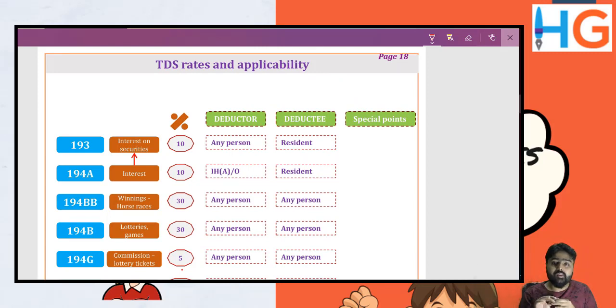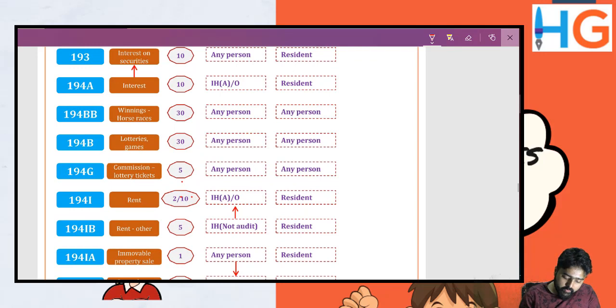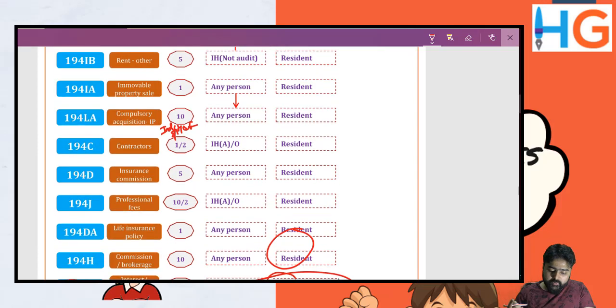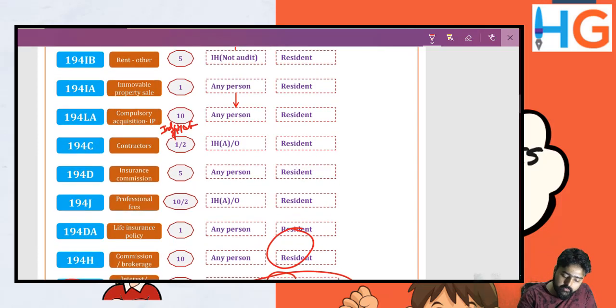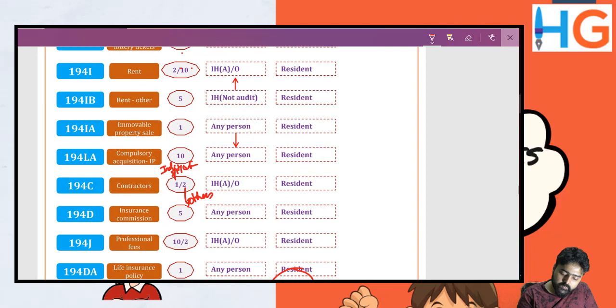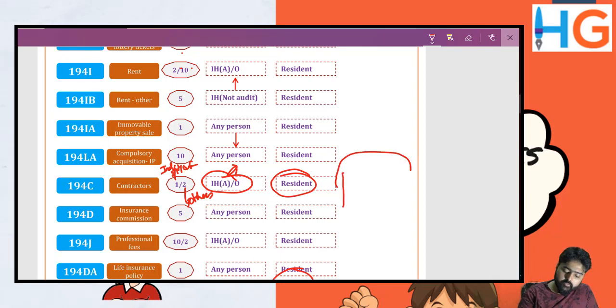because in the exam you don't get a lot of time. In short, for example for 194C, here you can write 1% for individual HUF. In your book, those who have purchased the memory book, you can write individual or HUF. For 2% you can write others. Then the deductor is IHA, meaning the deductor should be individual or HUF to whom audit is applicable, or other assessees. The deductee should be a resident.